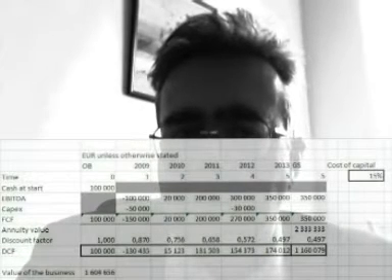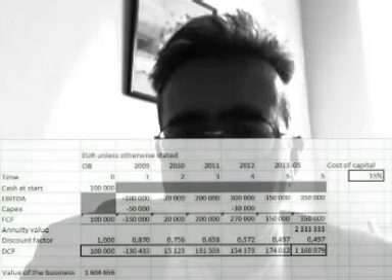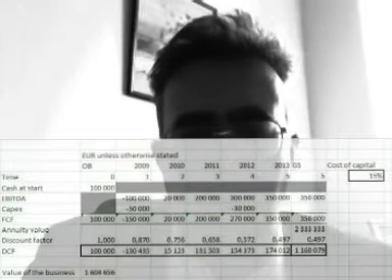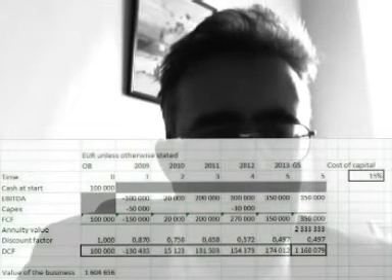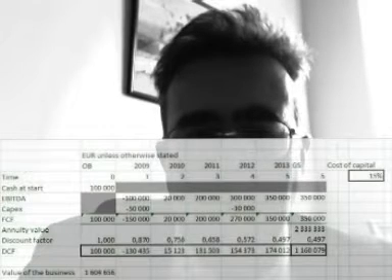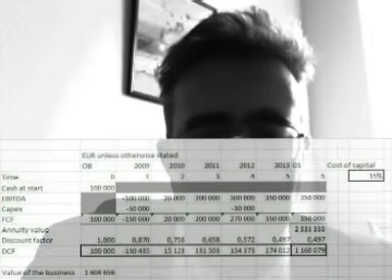So cost of capital. Let's just leave that here. K4 is a little cell. I'll put a little frame around it there so that people can write in there the cost of capital.